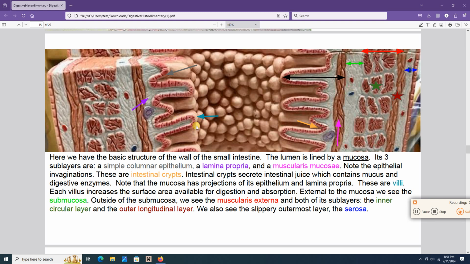So this is one villus sticking out here, simple columnar epithelium. The little space down here is called an intestinal crypt. Intestinal crypt. It makes intestinal juice, which is rich in mucus and digestive enzymes. There's my lamina propria, which is my mucosal connective tissue. There's my muscularis mucosae, which wiggles and jiggles my villi. Here's my submucosa with blood vessels. Here's my muscularis externa with the standard inner circular, outer longitudinal layers. Then there's my serosa. Sweet.